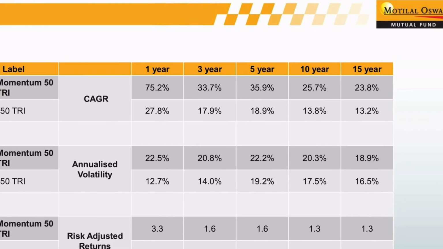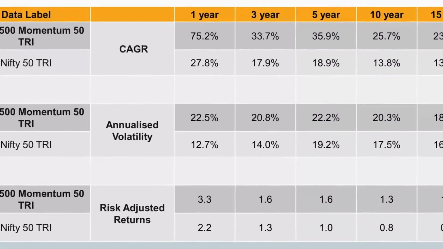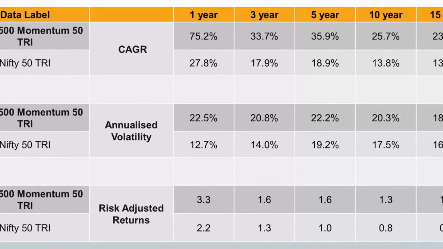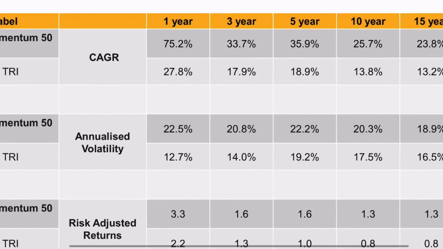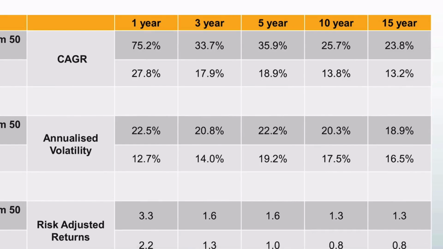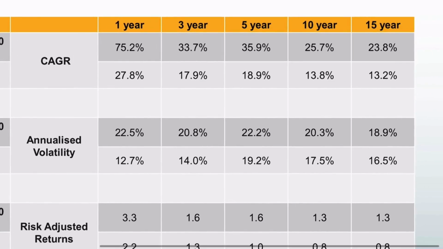And coming to standard deviation, that is the annualized volatility of Nifty 500 Momentum 50 and Nifty 50. The 1 year standard deviation of the Momentum 50 index is 22.5%, while Nifty has only 12%. See friends, here we are taking extra volatility for extra return. As we are taking extra risk, we can expect more return also. In the 3 year period, the volatility is 20.8%, while Nifty 50 has volatility of only 14%.